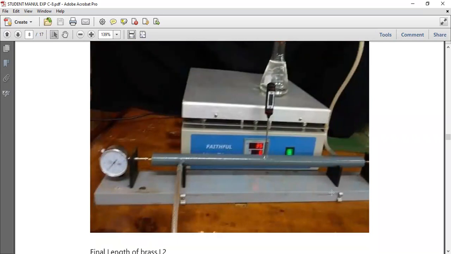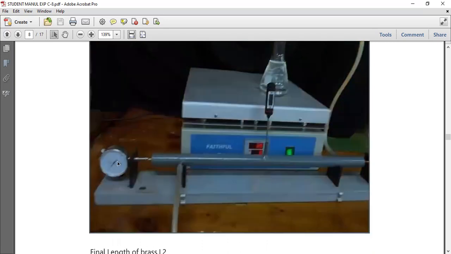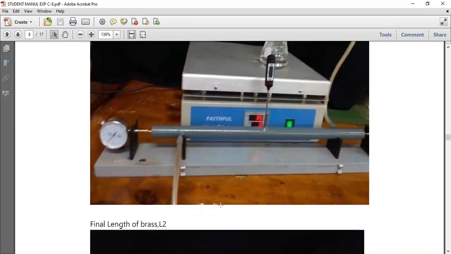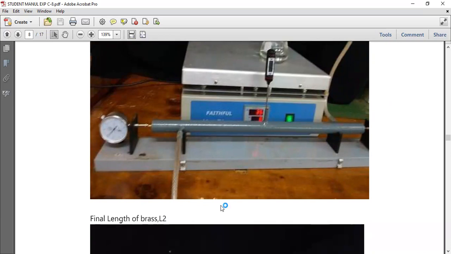After heating it, you'll see that steam will be let in using this pipe, and the metal rod here will expand. After it expands, it will cause an expansion in this dial gauge. Then you will be required to take the final readings of the dial gauge, the final measurement of the metal rod here, and the final temperature of the metal rod.